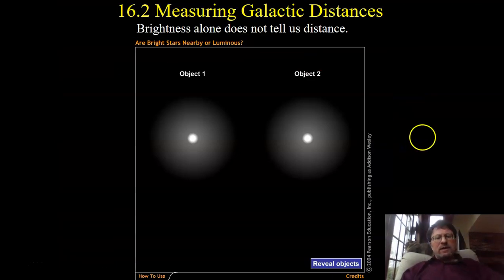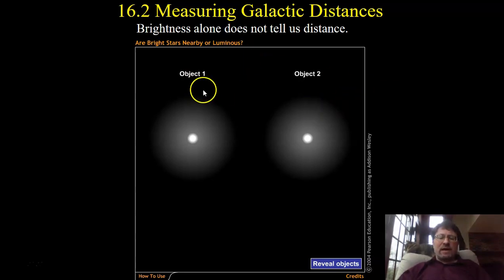Now, in the second section of chapter 16, we will talk about ways to measure distances to objects. Lots of times, arguments in astronomy are settled once astronomers determine what the distance to an object is. How do we do it? Looking at the brightness of an object is not enough to figure out how far away it is.